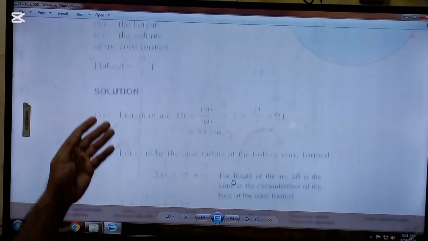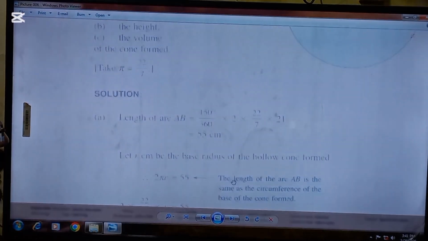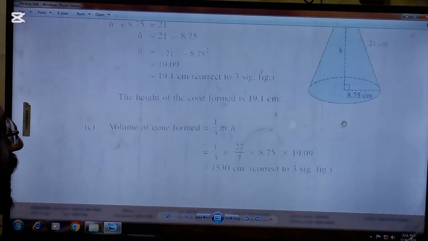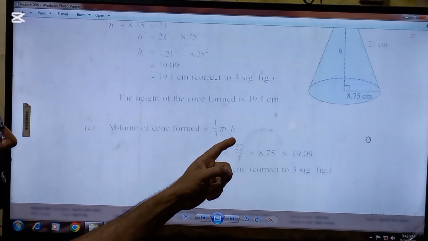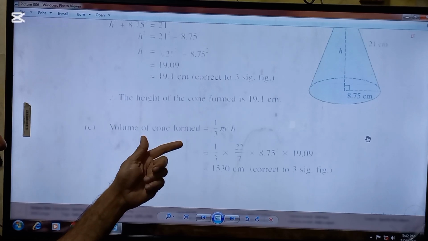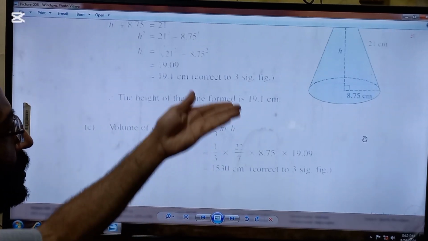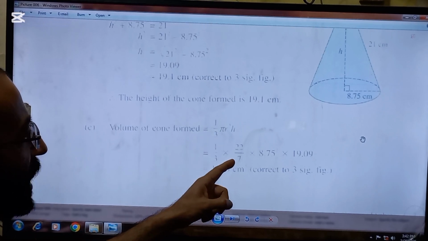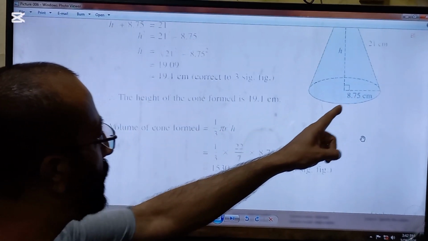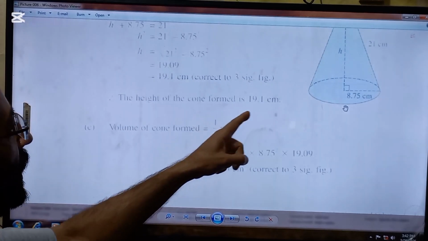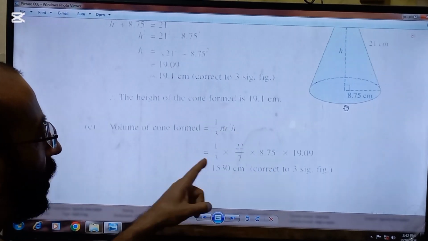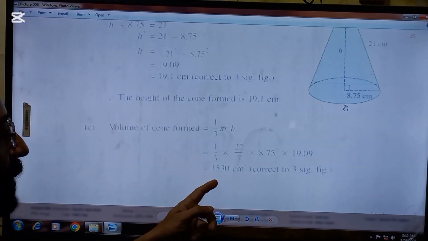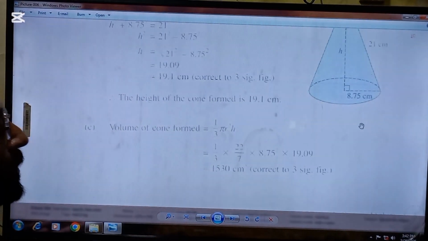And the third thing which is the requirement is the volume of the cone formed. So this is an easy step now. Third step, you will apply the formula 1 by 3 pi r square h. This is the formula for the volume of the cone, and apply the values which have been found now. Pi's value is 22 by 7, r's value is 8.75, and h is 19.1. So all these values will be put in the formula. Use the calculator. Answer will become now 1530 centimeter cube.